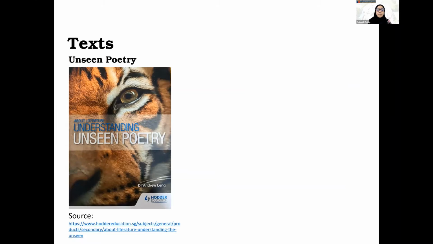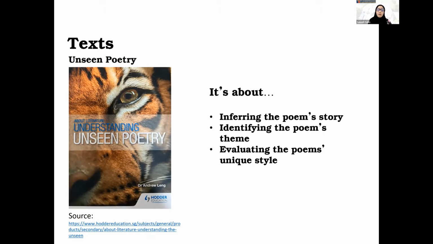When we study the Understanding Unseen Poetry text, we are delving deeper into understanding and inferring a poem's story, identifying a poem's theme, as well as evaluating the poem's unique style. Now, this is not very far from what you are currently learning at Sec 2. The differences are, firstly, you will be exposed to far greater literary devices than what you have been accustomed to in Sec 2, and you will also be analyzing more complex poems when you reach Sec 3.